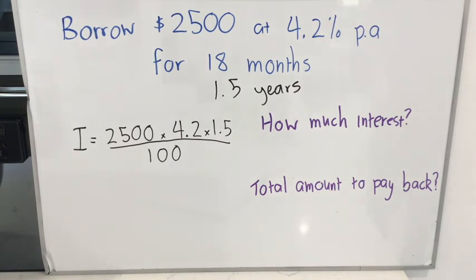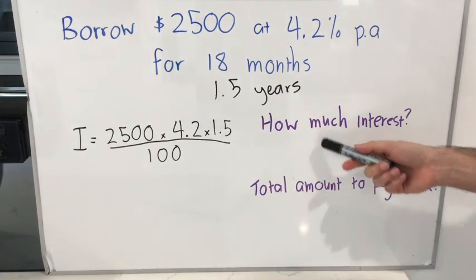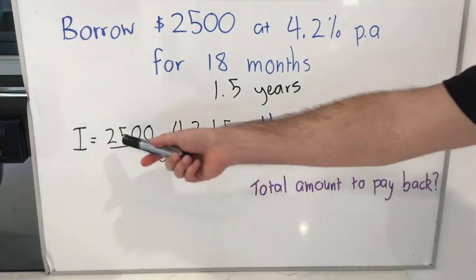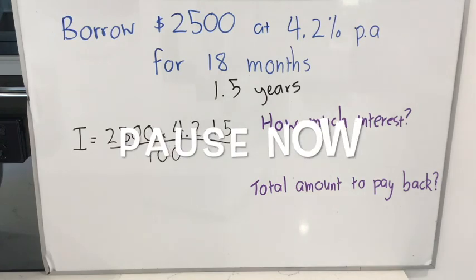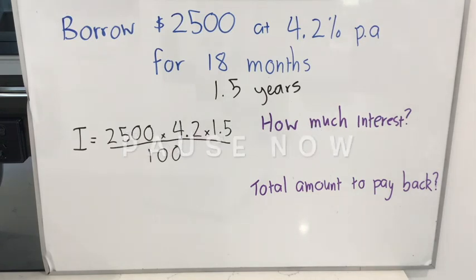So once you put the numbers into your formula, it should look like this. And here are our two questions that we need to answer. How much interest were you charged? And what's the total amount that you have to pay back? So once you've typed it in, decide which one of these two questions that's going to give you the answer to, and then decide what you need to do to find the answer to the other question. If you haven't already done that, do that now.